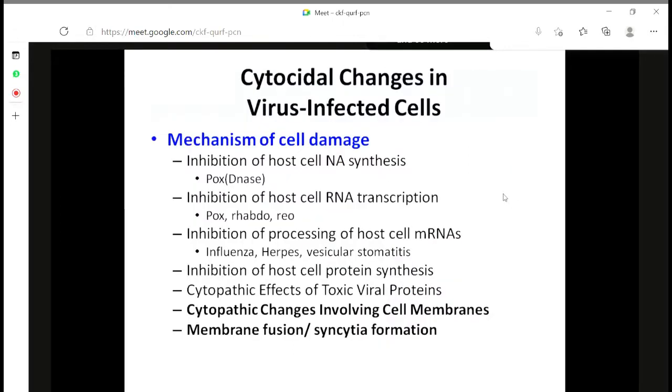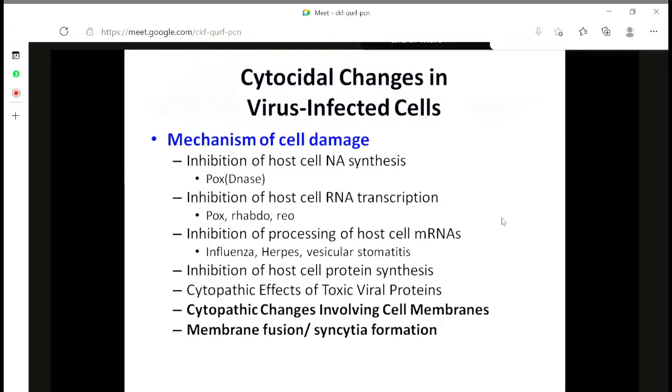Now, if you look a little bit more, if you can get information about the cytopathic or the cytocidal interactions, how a virus can cause damage to the cell. So, we know that inhibition of host cell nucleic acid synthesis, the presence of the viral proteins, and the replication of the virus within the host cells may severely affect the nucleic acid synthesis inside the host cell. For example, we can talk about the pox virus. It is a very large virus, carrying almost 200 different proteins. One such protein is called the DNase. These proteins can cause cellular DNA damage to the host cell.